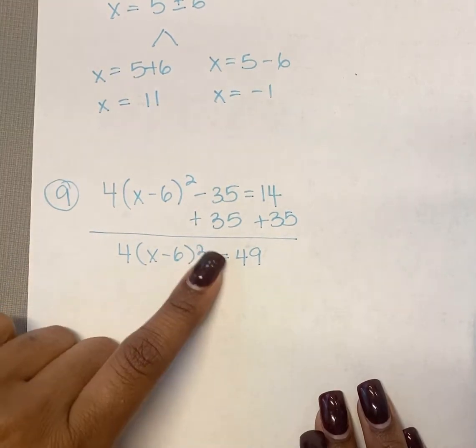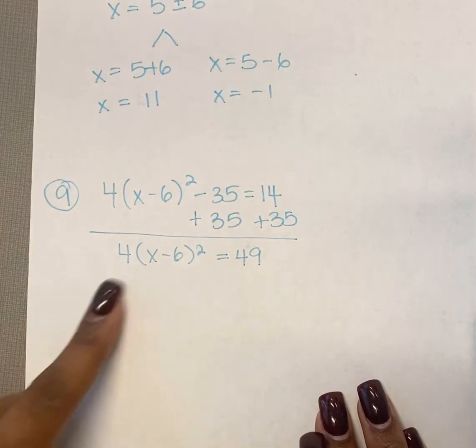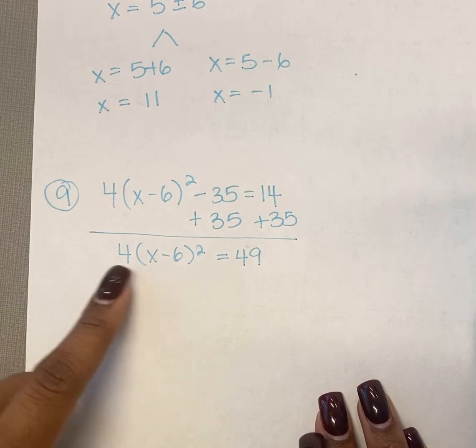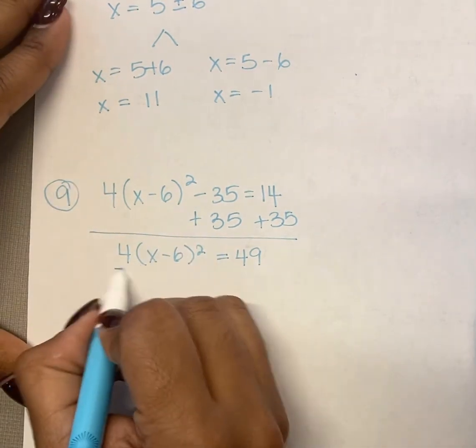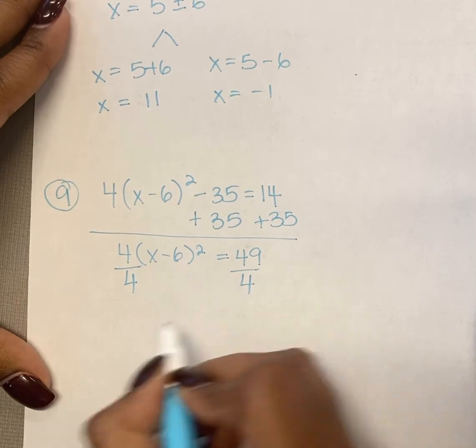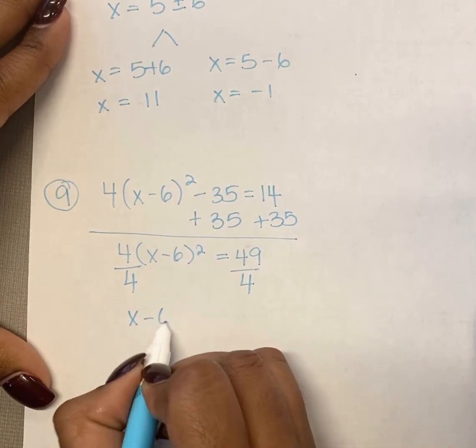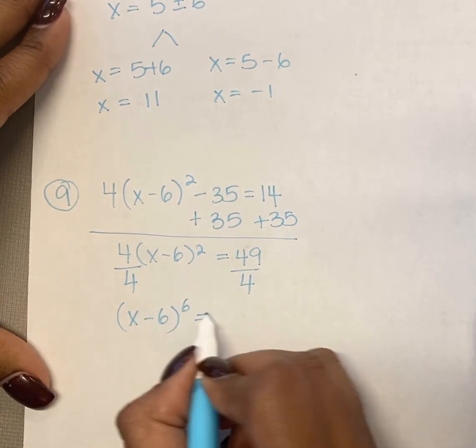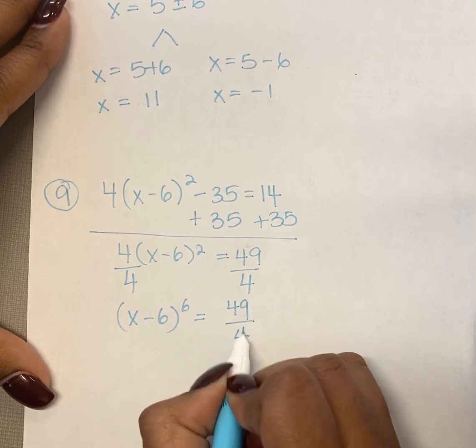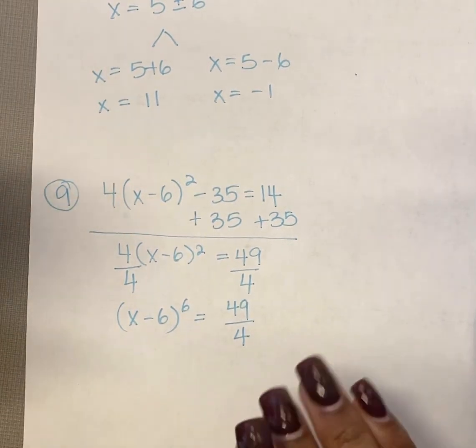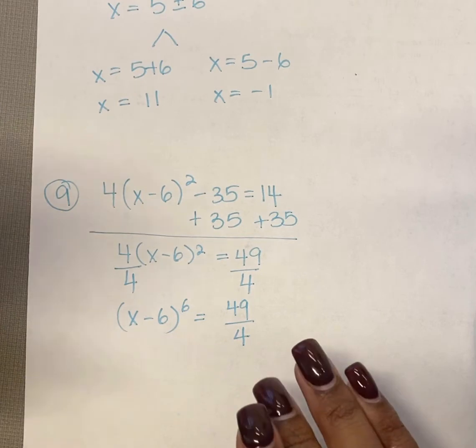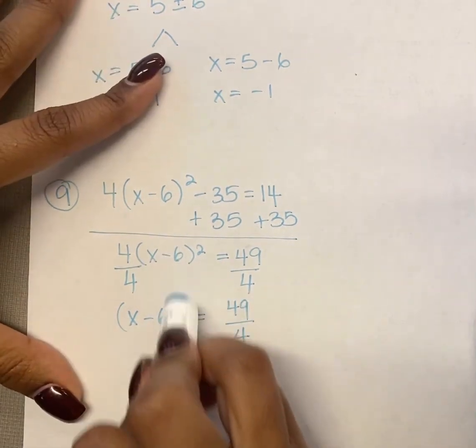And so now I still want to get rid of that square, but now I have this 4 that I have to get rid of. And that 4 is connected to the set of parentheses by multiplication, so I'm going to divide. And I'm left with (x - 6)^2 = 49/4. And so I'm going to leave it as a fraction right now, and you'll see why in a second. I'm sorry, this should be squared.